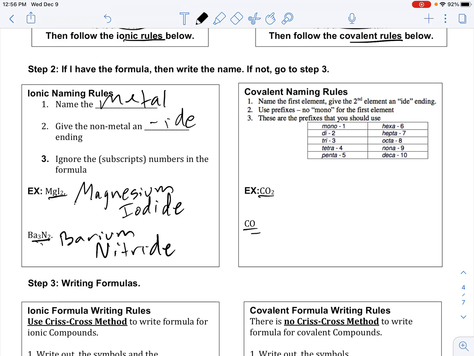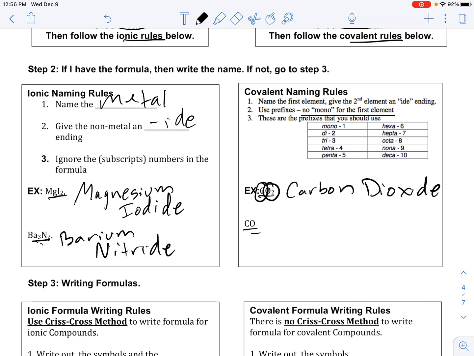Covalent rules, very similarly, you say the name of the first element, and the second one gets an IDE. The only difference is that I use prefixes here. The only exception is there's no mono for the first element if it's one. So here, since I have one carbon, I would say monocarbon, except I don't use mono in my first one, so I just say carbon. And then I have two oxygens, so 2 is di, which gives me dioxide.